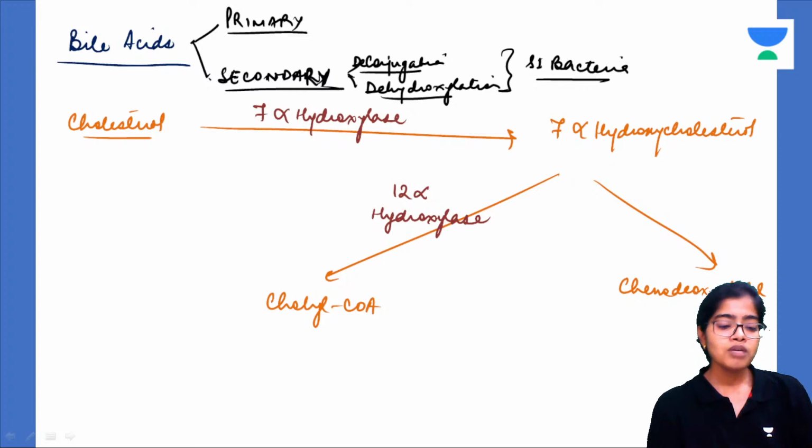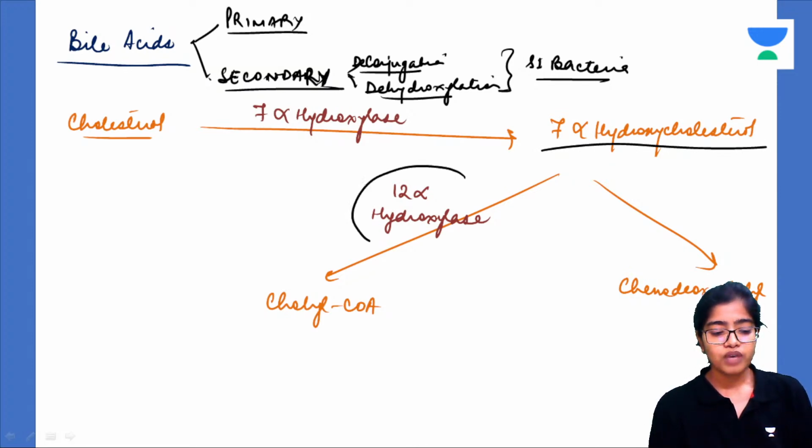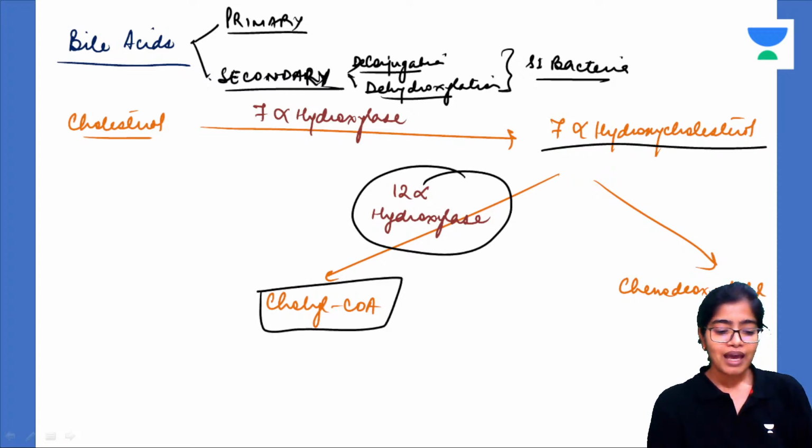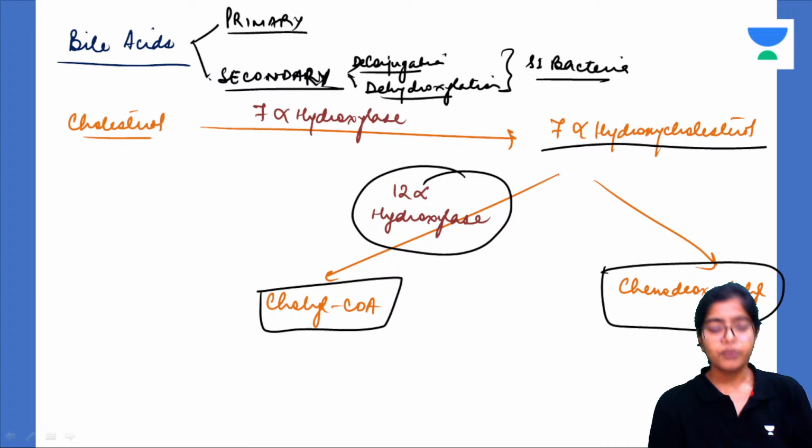So what will it form? Very easy and obvious, 7-alpha hydroxy cholesterol. Okay, now again it will be hydroxylated at the 12-alpha position to form choline CoA and chenodeoxycholine CoA. These are the precursors of the primary bile acids, choline CoA and chenodeoxycholine CoA.